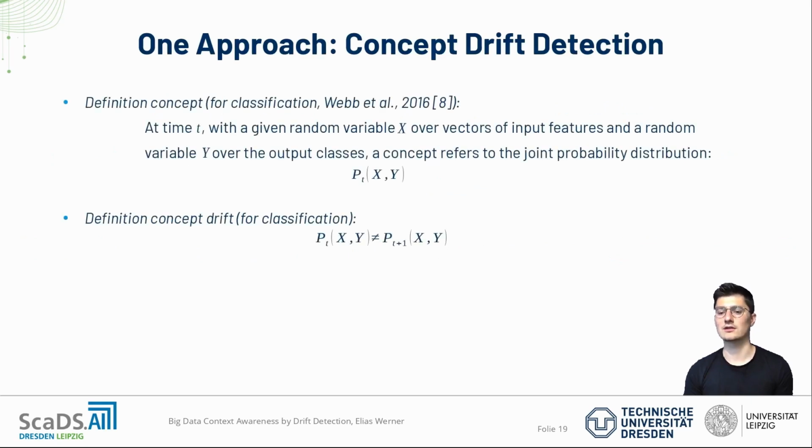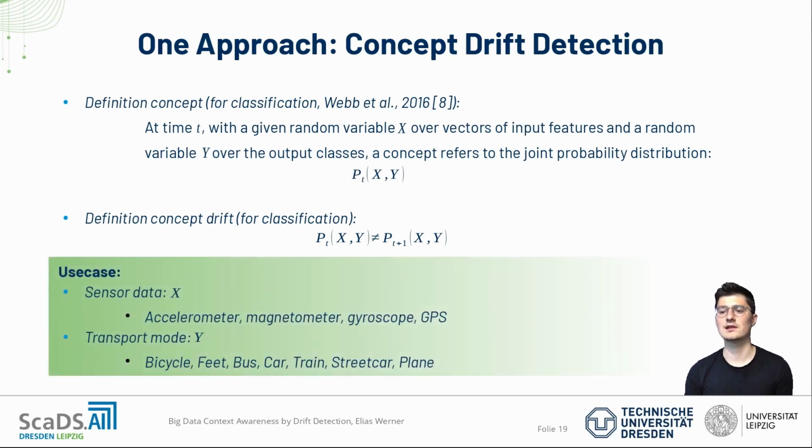One approach to deal with that questions is concept drift detection. The definition of a concept according to Webb et al. is as follows. At a time t, with a given random variable x over vectors of input features and a random variable y over the output classes, a concept refers to the joint probability distribution over x and y at time t. Concept drift then means that the joint probability distribution over x and y has changed at a time t plus 1. So, in our case, the sensor data is the x and means accelerometer, magnetometer, gyroscope and GPS, and the y is the transport mode, meaning bicycle, feet, bus, car, train, streetcar and plane.